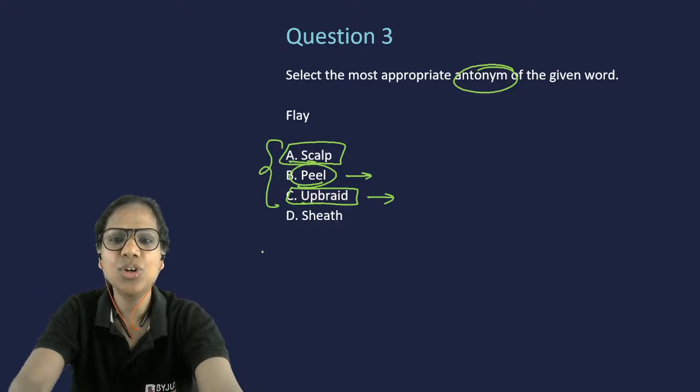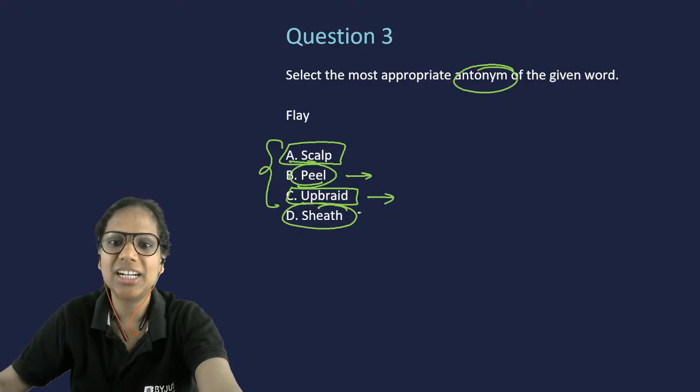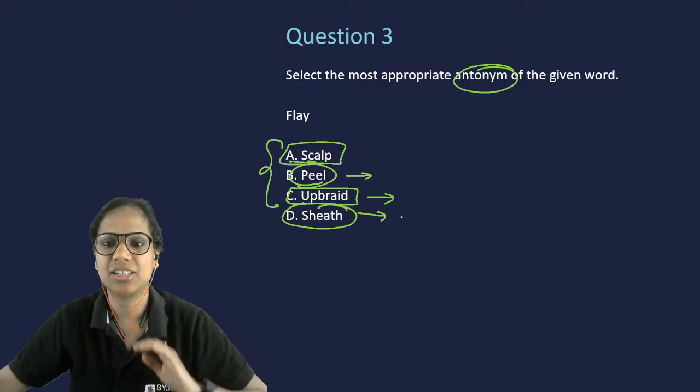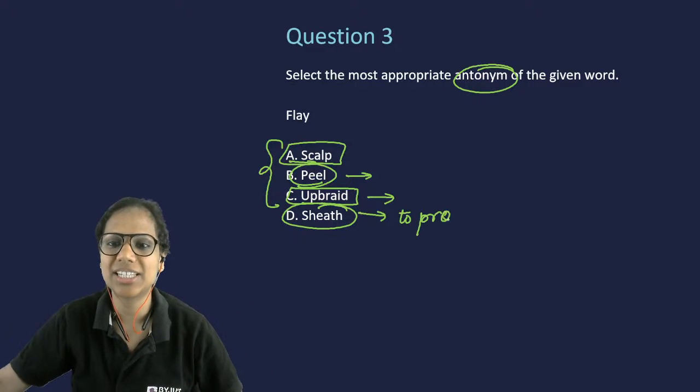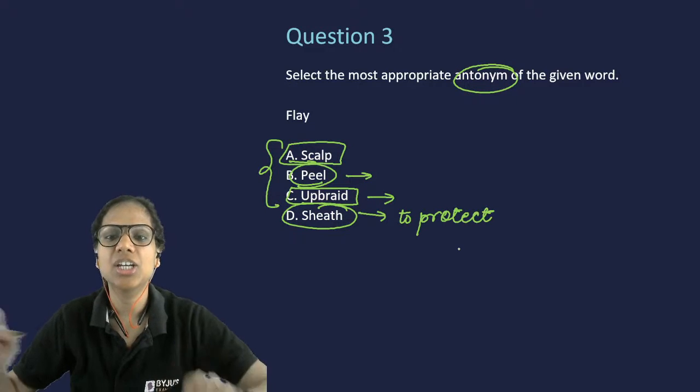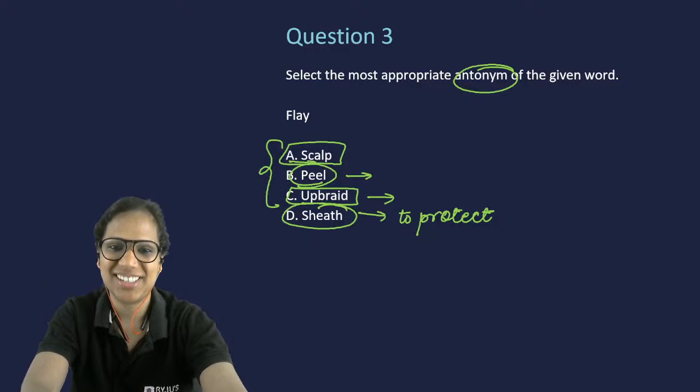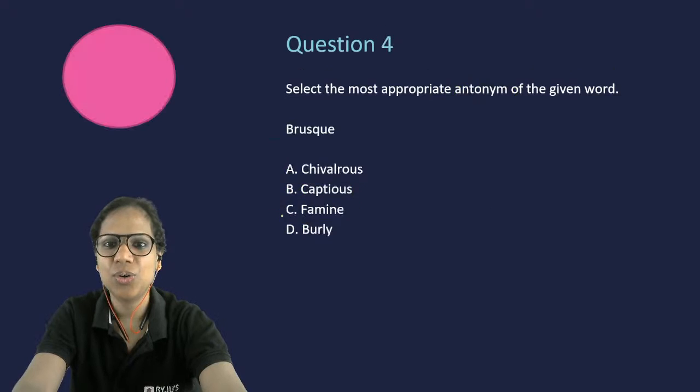So, sheath, on the other hand, it means to protect. To sheath someone is to protect someone, right? So, this is the opposite. All right. So, I hope this is clear. And D is the answer. Okay. Next, let's see what you say.